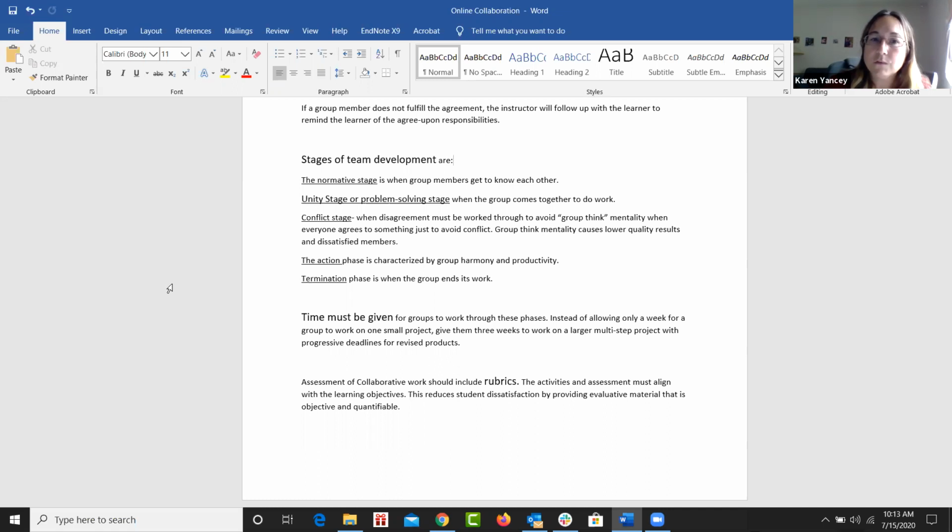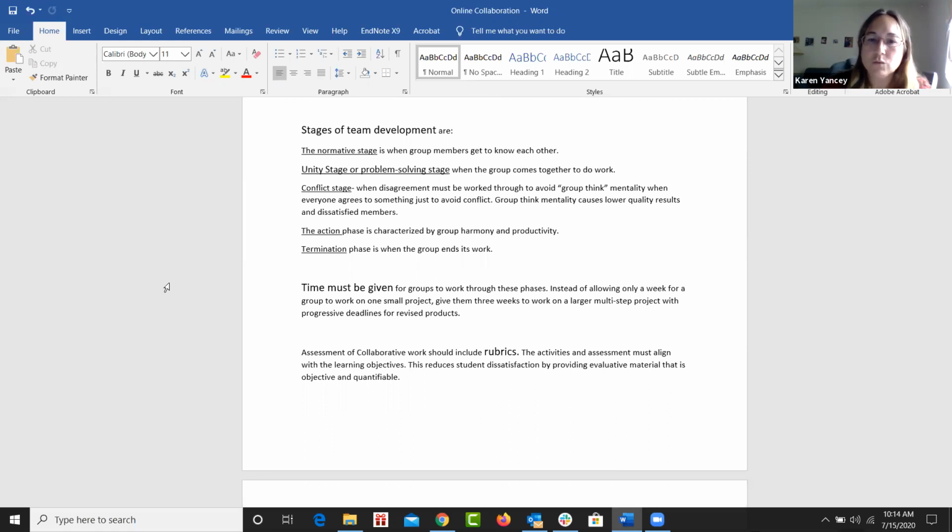Time has to be given for these stages, for students to go through these stages, for the groups to go through these stages. So instead of just setting an activity to be done in 1 week that is a one product activity, it's recommended to have a larger multi-step project over a period of 3 or 4 weeks in which they have progressive deadlines and revised products. So they might have 3 or 4 grades as a result of a group work activity instead of just 1 grade over a short period of time.